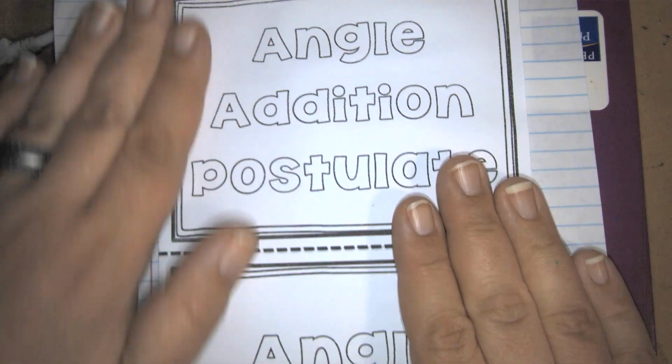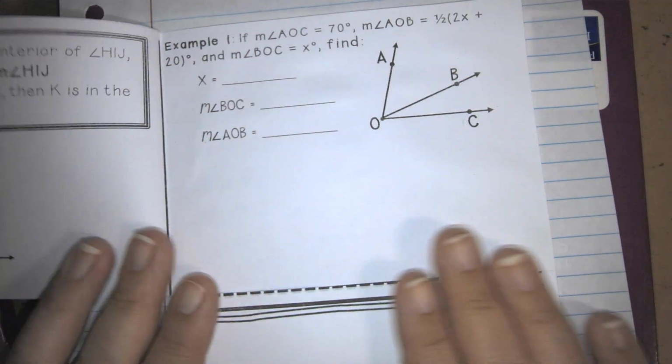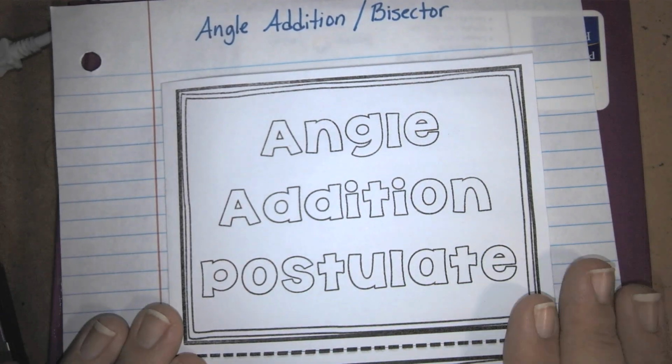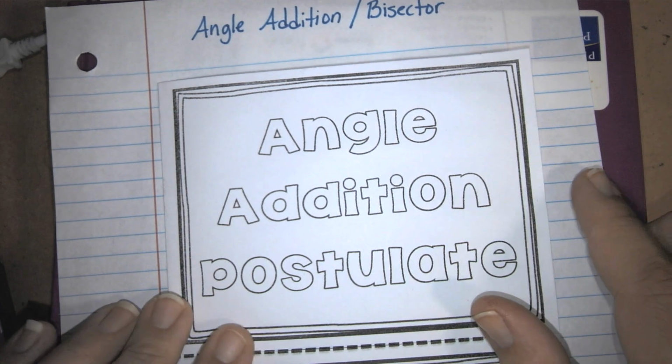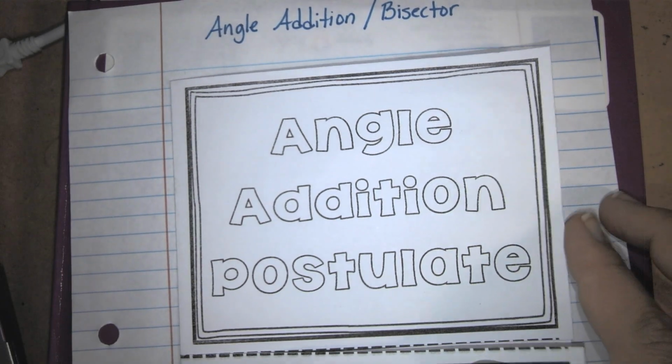Once you fold your paper in half, you're going to want to cut along the dotted line so we end up with two little doors. First thing we're going to look at is the angle addition postulate. If you'd like to color the outside of this, you totally can doodle here. It's meant for that.